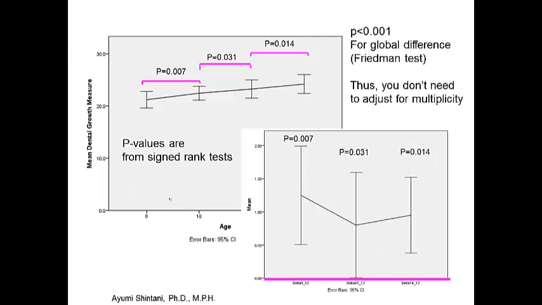Okay. So let's go back to this paired analysis. So here is the story we have. When we compare dental growth measure between age 8 and 10, the difference is 0.007, between 10 and 12 the difference is 0.031, and between 12 and 14 the difference is 0.014.